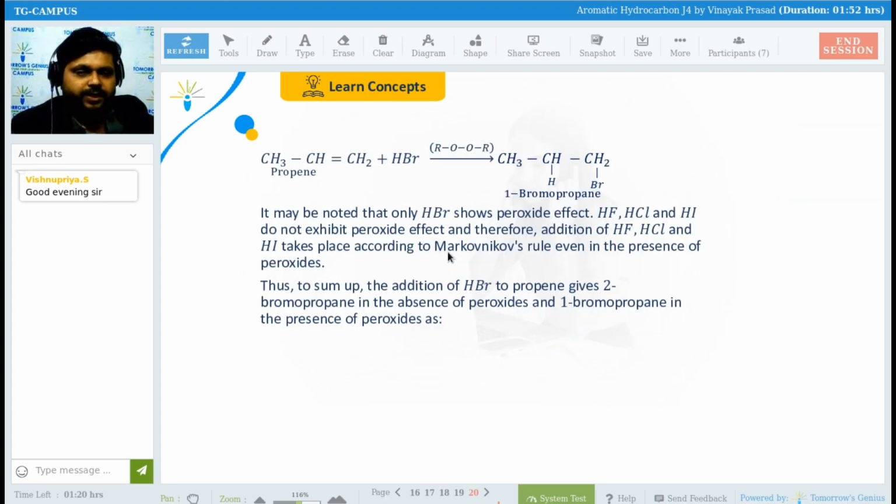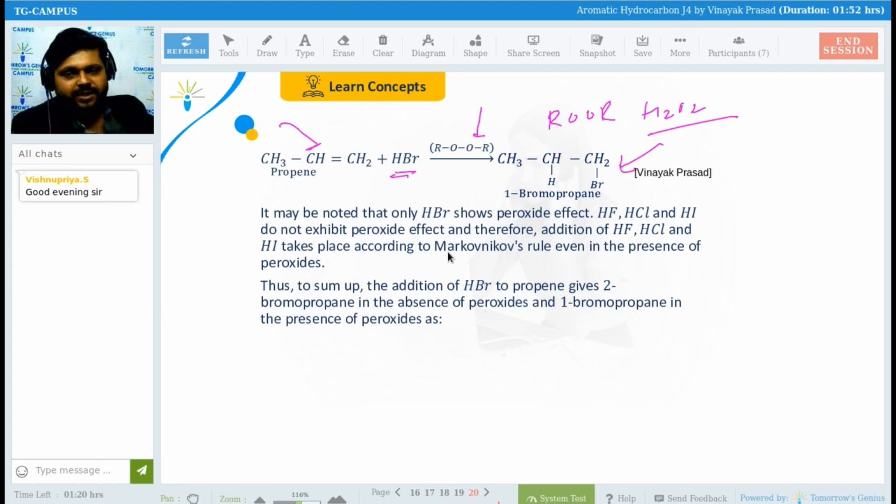Clear, everyone? So here this is an example. Propene is there, HBr is there, in the presence of what? ROOR or H2O2, you can say, right? In this case, this will be happening. So Br is joining to which carbon? The Br is going to join the carbon having the greater number of hydrogen. Clear? Any doubt to anyone?